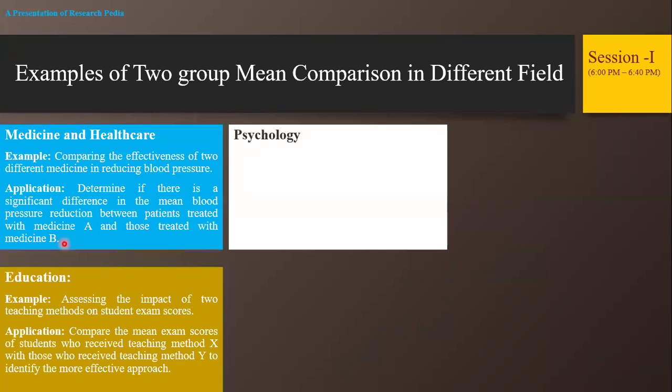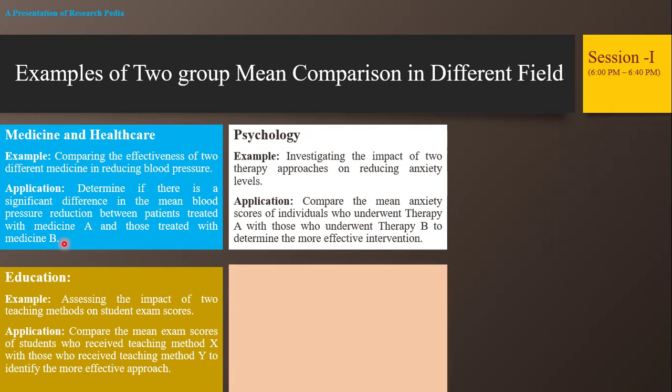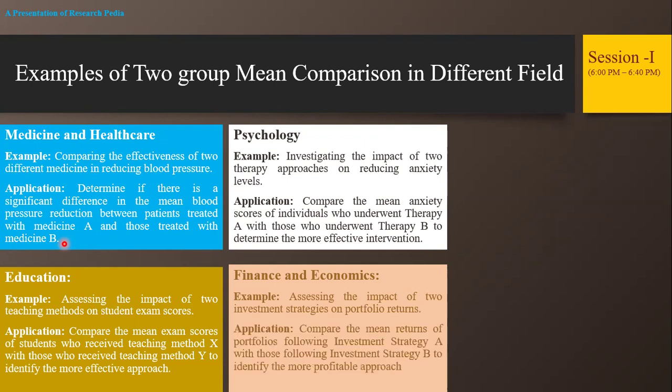In the domain of psychology, we may be interested in investigating the impact of two therapy approaches on reducing anxiety levels. So, different types of therapies, how would they help to reduce the anxiety levels? Compare the mean anxiety scores of individuals who underwent therapy A with those who underwent therapy B to determine the more effective intervention. In a similar way, in the finance and economics domain, we would like to know the impact of two investment strategies on portfolio return. We are interested in comparing the mean returns of portfolios following investment strategy A with those following investment strategy B to identify the more profitable approach.